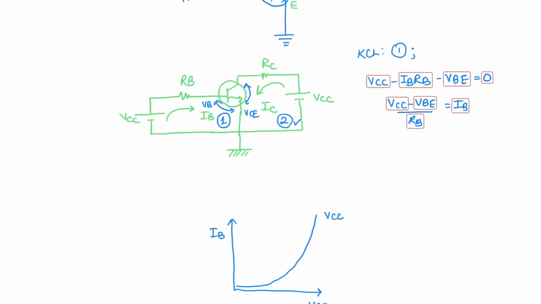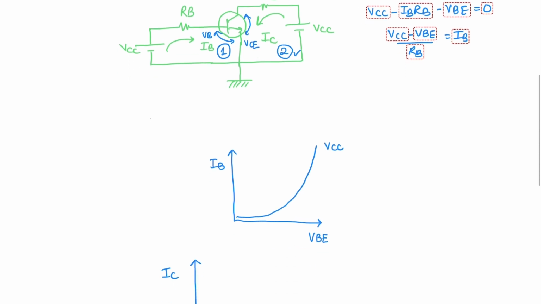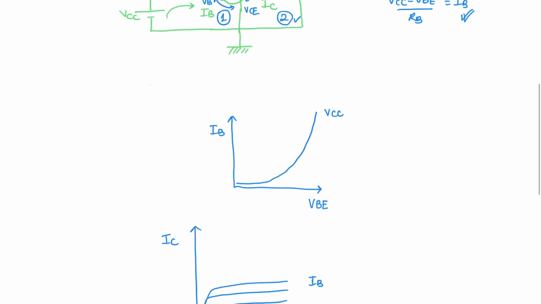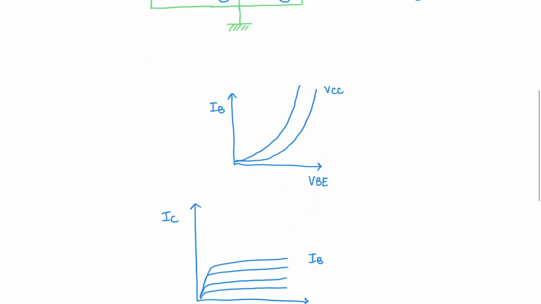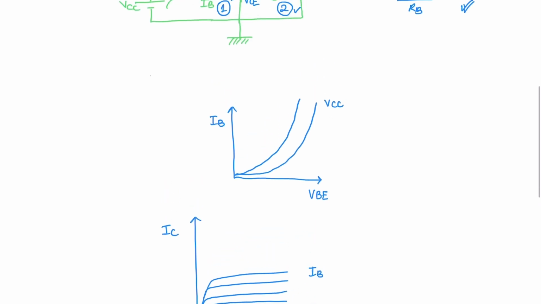Now we can plot this input characteristic curve using this value of IB and the input voltage VBE for various values of VCC, and this graph represents our input characteristic.